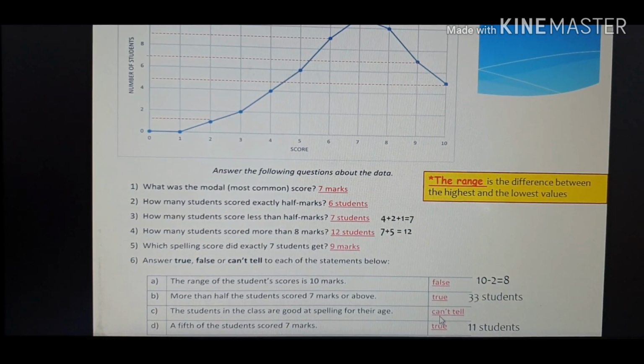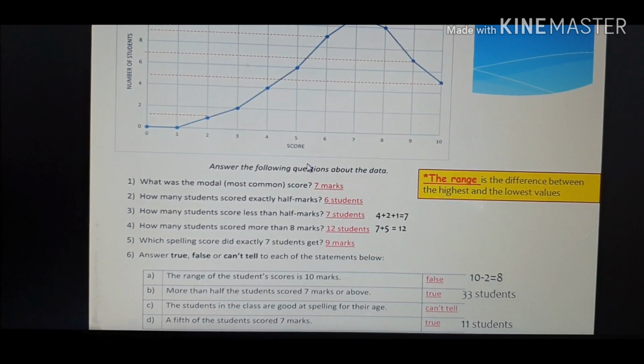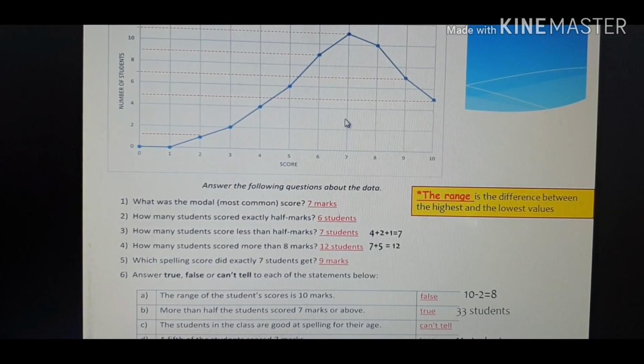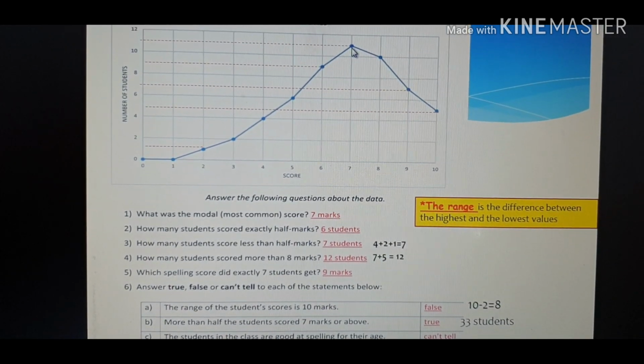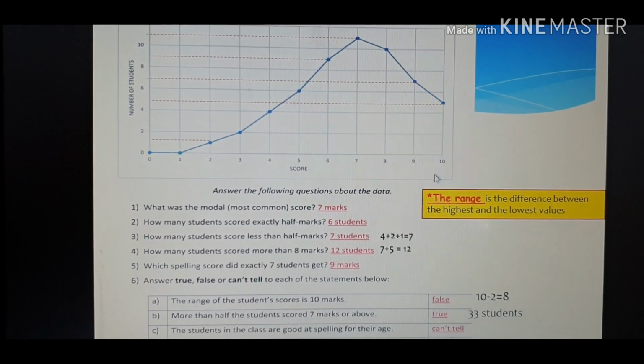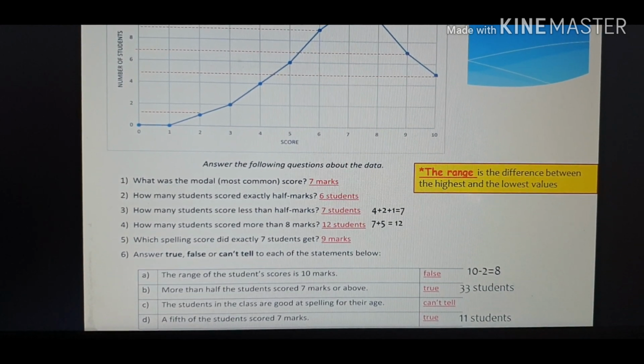So I want to know if 11 students got 7 marks or not. I will go to 7 marks and move up till this point. I will move to the left. So it's 11 students. Yes, it's true.